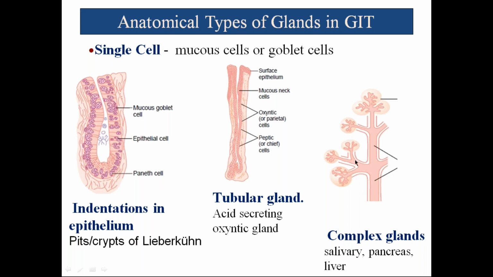And next is the complex glands. These are your associated GI glands, which includes the salivary, the pancreas, and the liver.